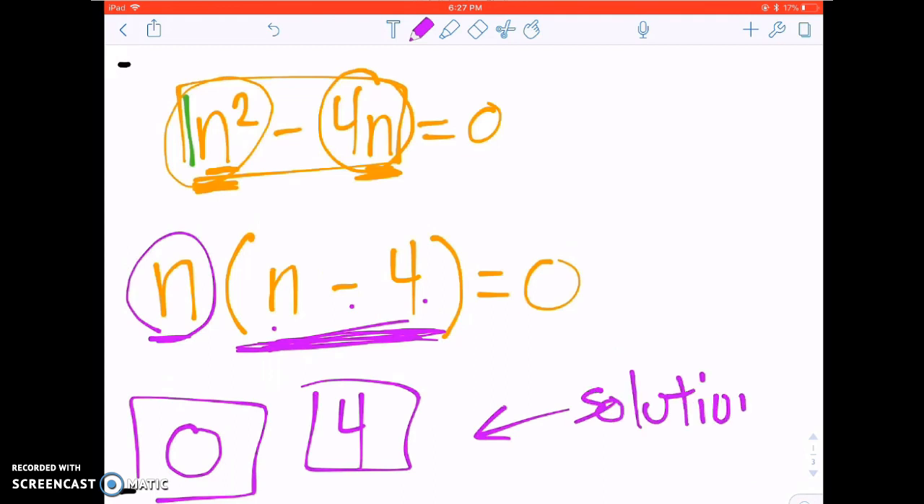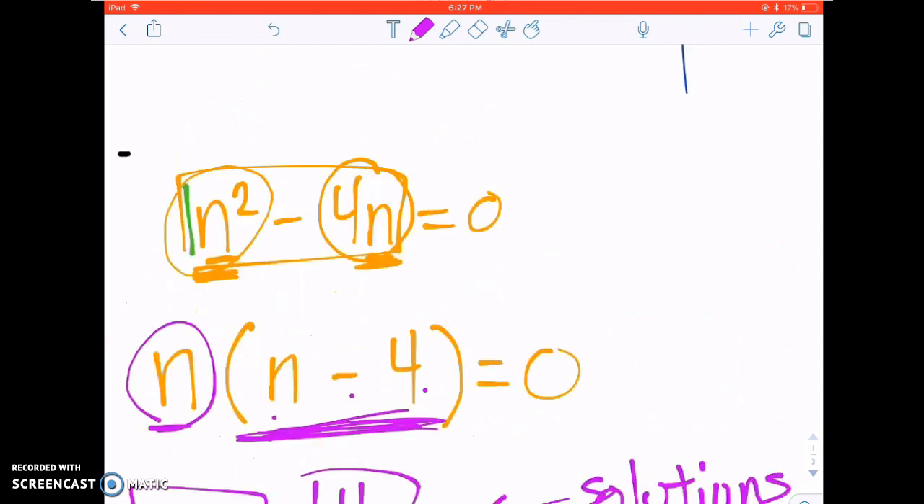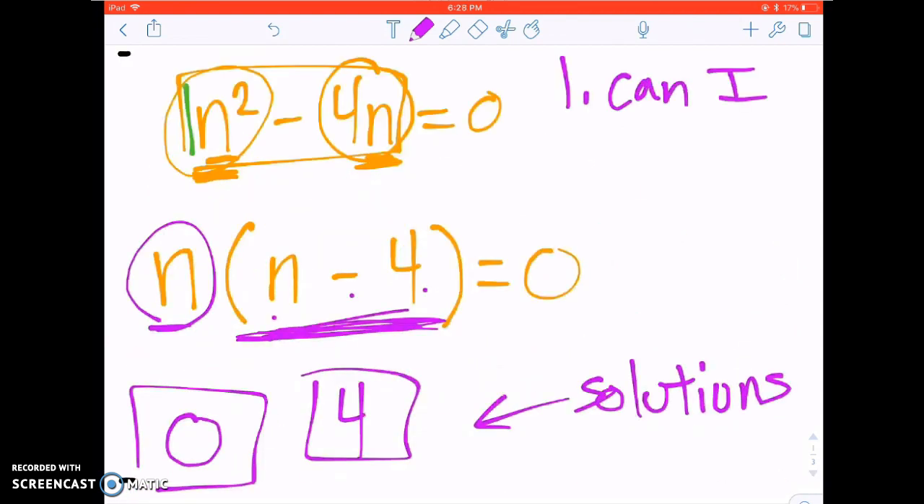Cool? So, if it doesn't look like this, the first thing you check for, number 1, is can I get a GCF? Can I get a factor that I can pull out of both? Alright, so let's do that.